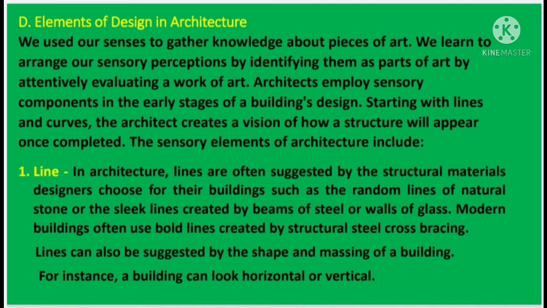Lines are often suggested by the structural material designers choose for their buildings, such as the random lines of natural stone or the slick lines created by beams of steel or walls of glass. Modern buildings often use bold lines created by structural steel cross bracing. Line can also be suggested by the shape and massing of a building. For instance, a building can look horizontal or vertical.